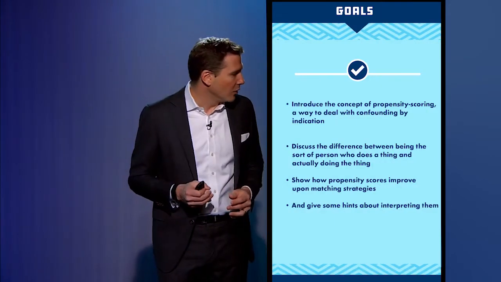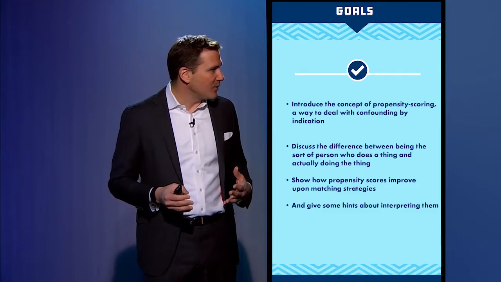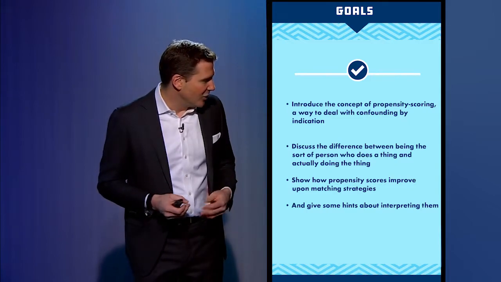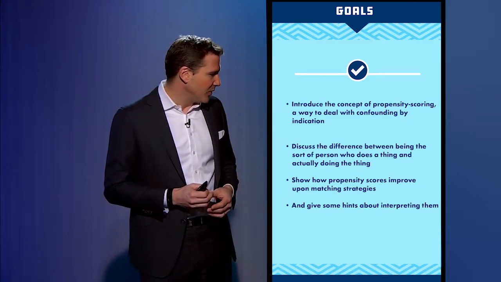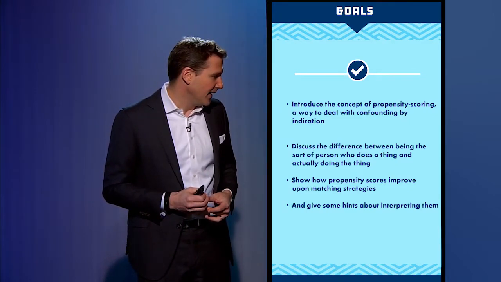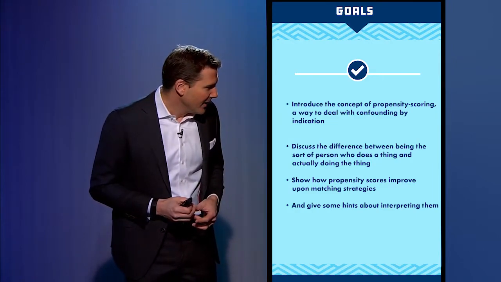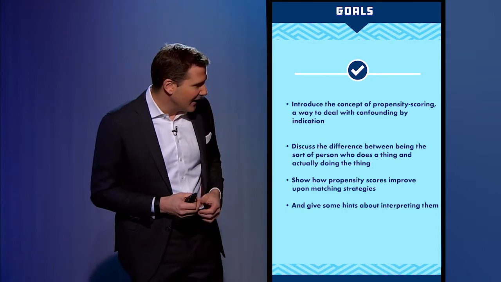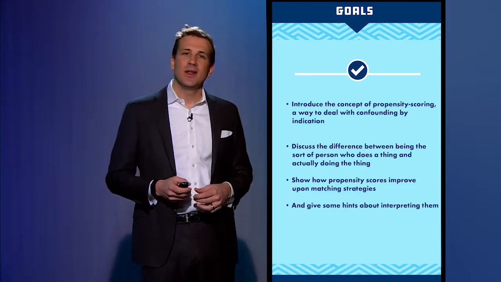So let's walk through our goals. I'm going to introduce the concept of propensity scoring, which is a way to deal primarily with confounding by indication. We'll discuss the differences between being the sort of person who does a thing and actually doing the thing, show how propensity scores improve upon matching strategies, and give some hints about interpreting them.